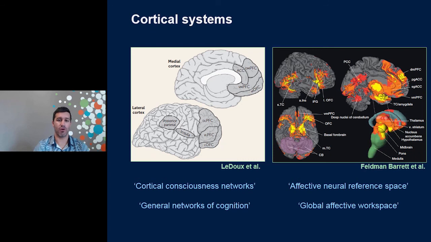On the right-hand side, you can see another depiction of this idea. This is work from another group that refers to this as an affective reference space, or an affective workspace. In other words, a consistent set of structures whose activity would give rise to the emotions at a cortical level.